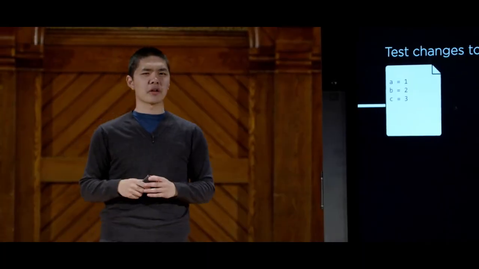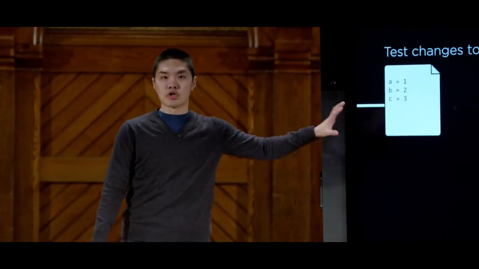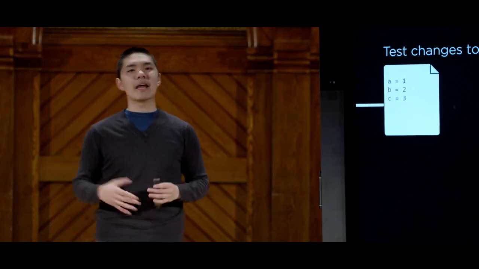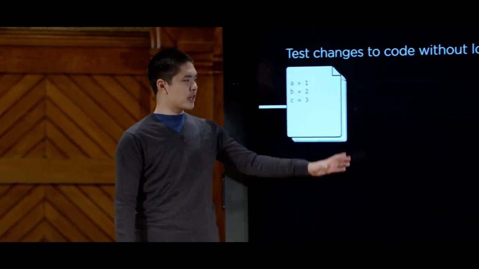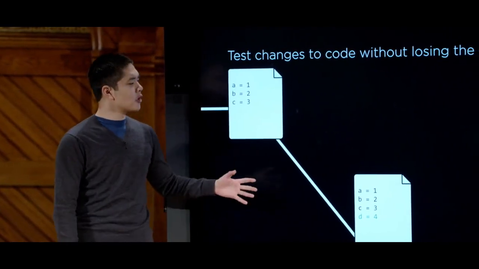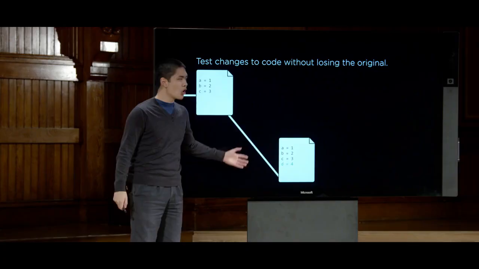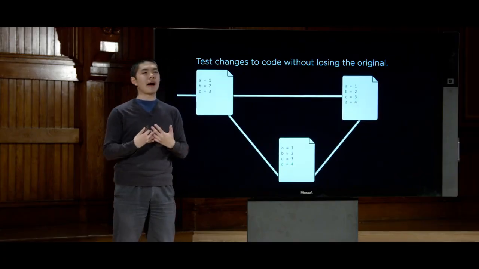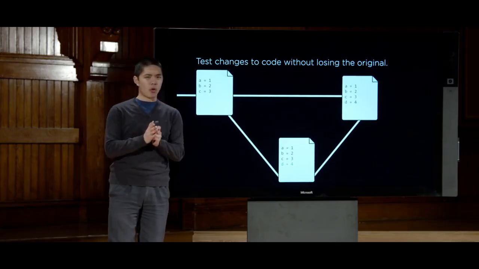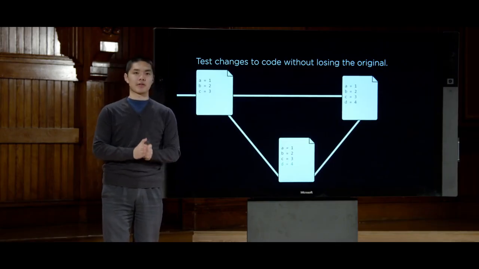So I want to test those changes, but I don't want to lose access to my original working version of the program, just in case something goes wrong. So what Git enables us to do is make changes to code on a separate branch, so to speak, such that later, once we're happy and satisfied with the changes, we can merge those changes back into the original version of our code, being able to test those changes before we're really sure that they're the ones that we want to make.